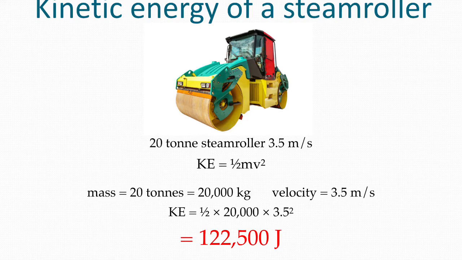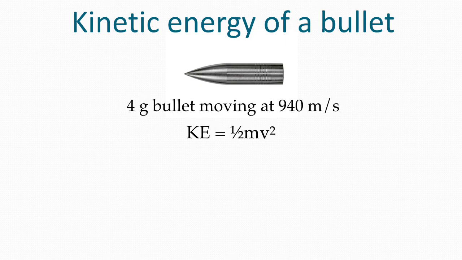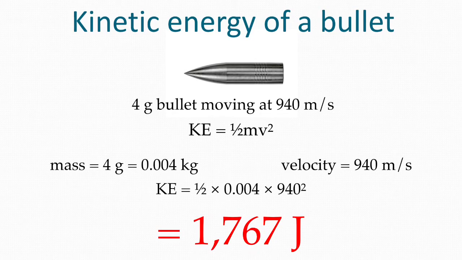If you didn't, the most common mistake is either forgetting to square the velocity or squaring all of half mass times velocity. Remember, it's only the velocity that's squared. For the next question, we'd like to find the kinetic energy associated with the bullet. Remember, you need to convert 4 grams into kilograms. Pause the video now while you calculate the answer. And the answer for the bullet would be 1,767 joules of kinetic energy.